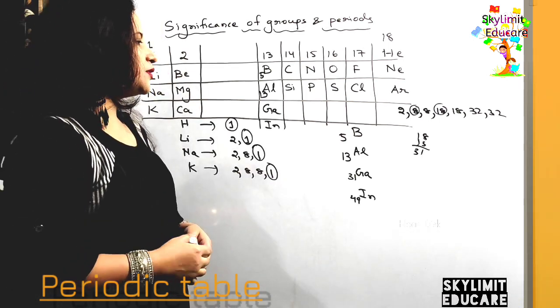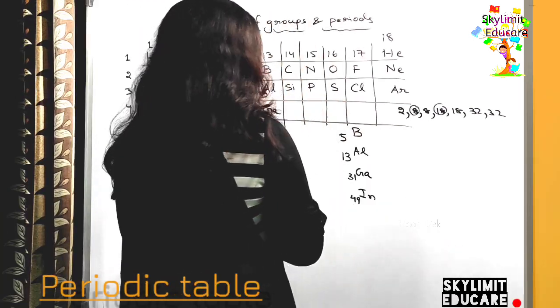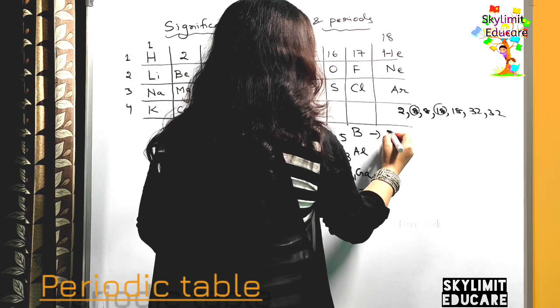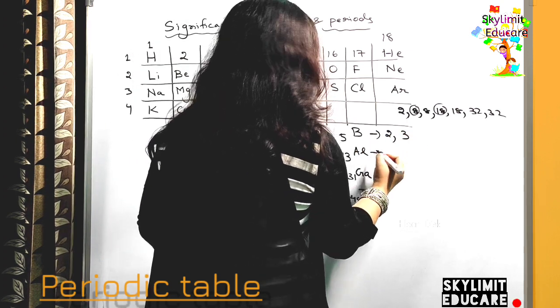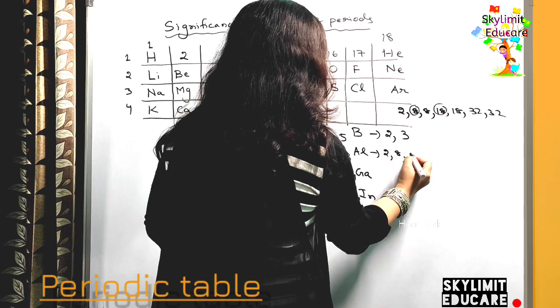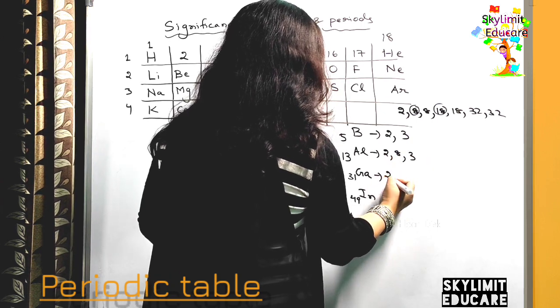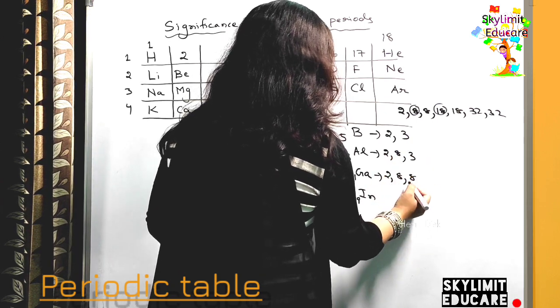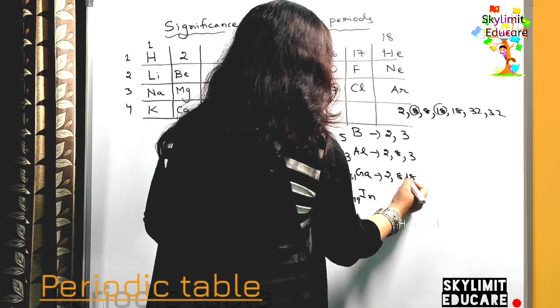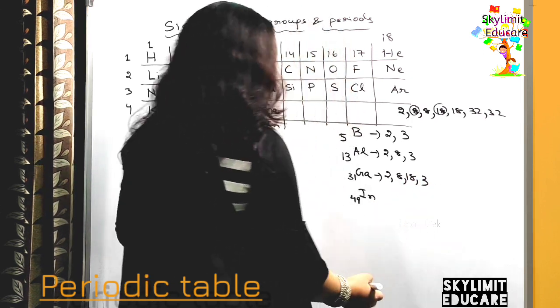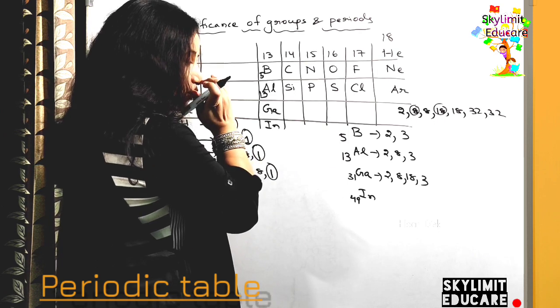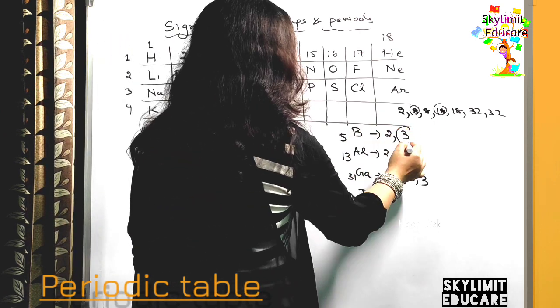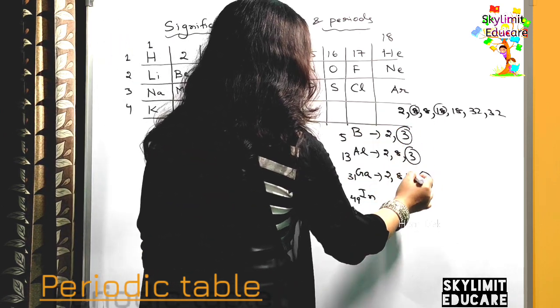Here also, if you write the electronic configuration, let's take the first elements. Boron is 2, 3. Aluminium is 2, 8, 3. Gallium will be 2, 8, 18, 3. Yes or no? So let me write this much only. Boron, aluminium, gallium: you can see the number of valence electrons is the same in all these cases.